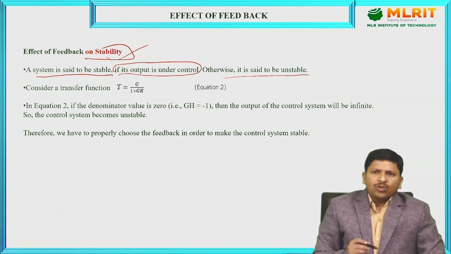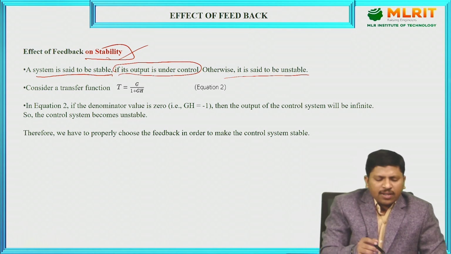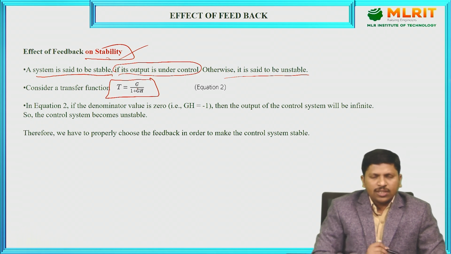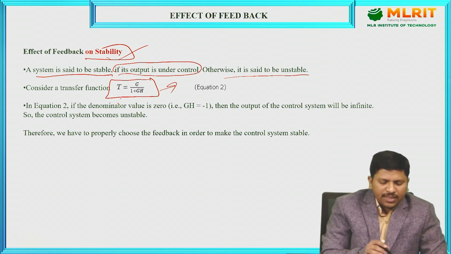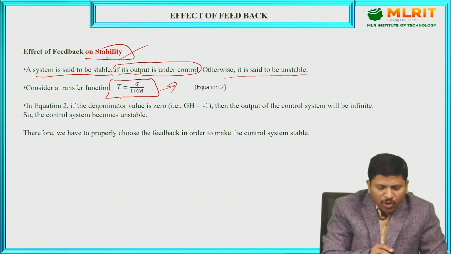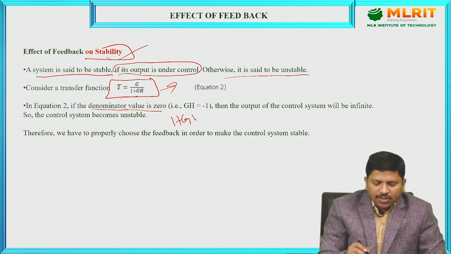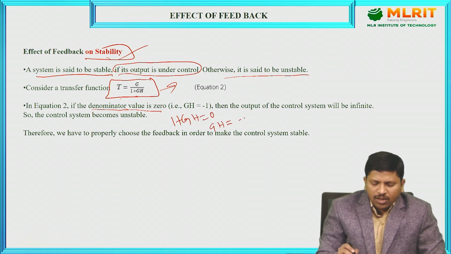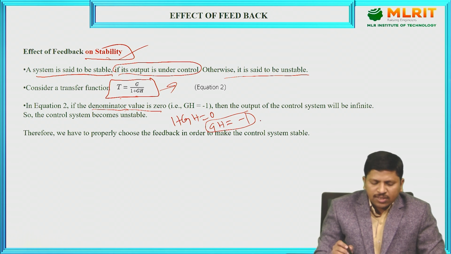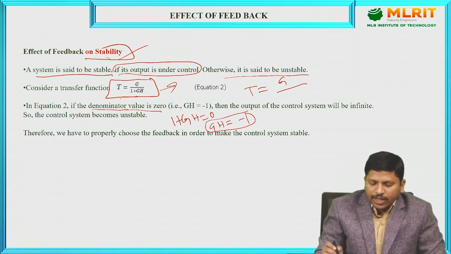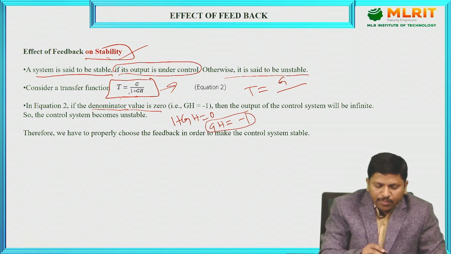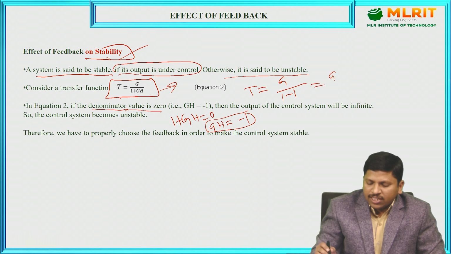Consider a closed loop transfer function with negative feedback control system, that is, the overall gain T equals G by 1 plus gh. This is the second equation. From the second equation, T is G by 1 plus gh. If the denominator value equals 0, that is 1 plus gh equals 0, then gh equals minus 1. Then the output of the control system goes to infinity, meaning T equals G divided by the gh value minus 1. So 1 minus 1 is nothing but G divided by 0.